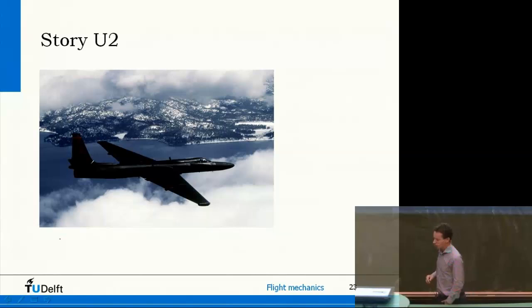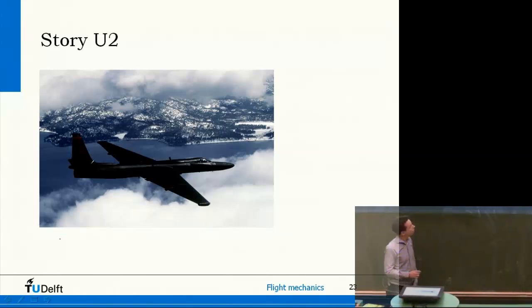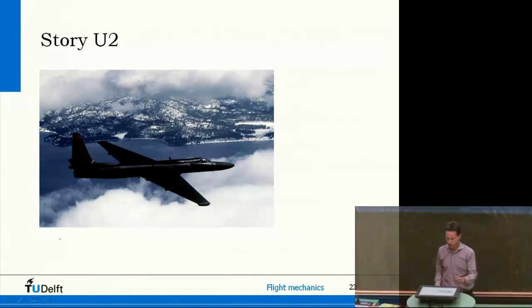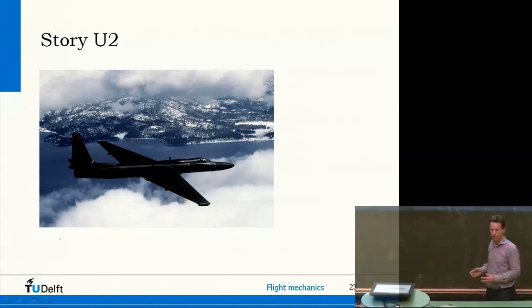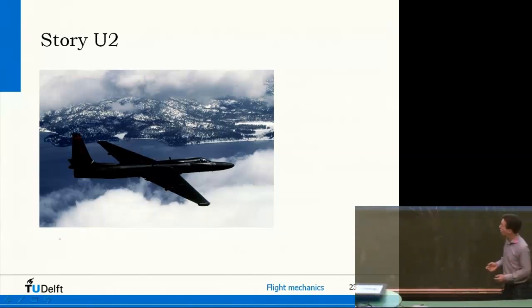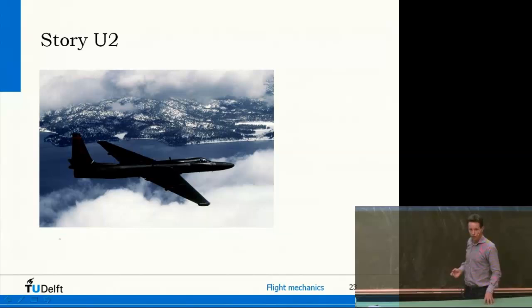Now, this is just a short story about an aircraft that can fly very high. This is a U-2. I don't know if you recognize it, but it's capable of flying at 21 kilometers altitude. And the idea is that if you fly that high, back in the 1960s, you could fly over Russia, and they couldn't shoot you down, because all their aircraft couldn't go up to this altitude, and the surface-to-air missiles couldn't hit it. So you could simply fly over Russia, take some pictures, and fly back.